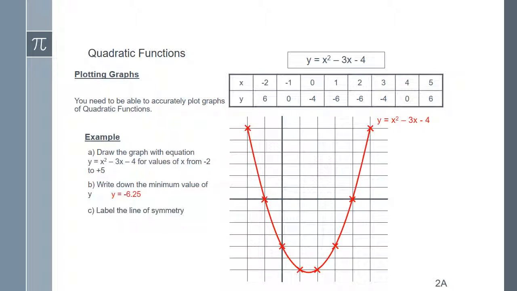Label the line of symmetry. The line of symmetry is the line that goes through the minimum value. It's the line where x is equal to 1.5, i.e. halfway between minus 1 and 4.